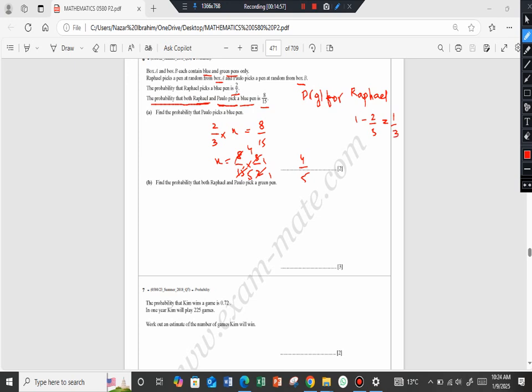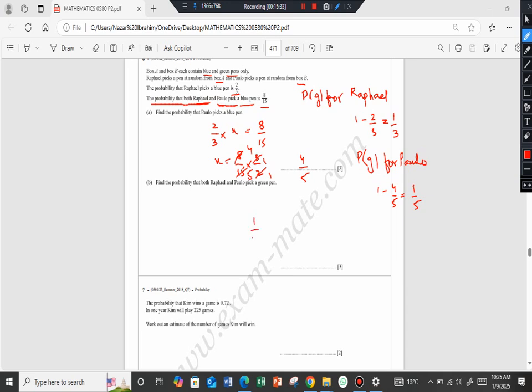Now the probability for Paul picking a blue pen is 4 upon 5, right? So for Paul picking a green pen, it is 1 minus 4 upon 5, which is equal to 1 upon 5. So the probability for Raphael picking a green pen is 1 upon 3, and the probability for Paul picking a green pen is 1 upon 5.